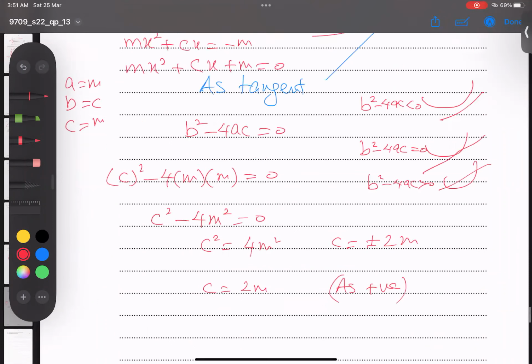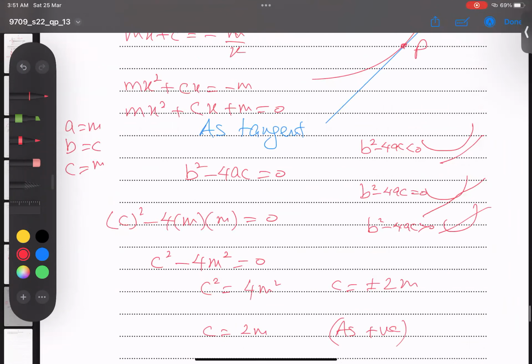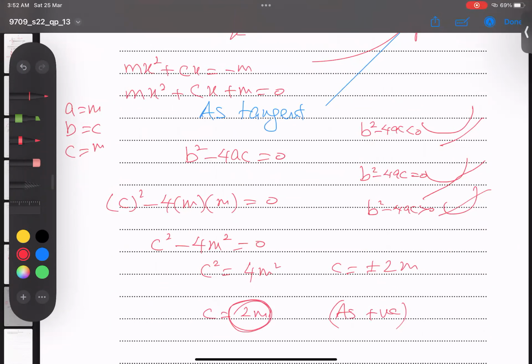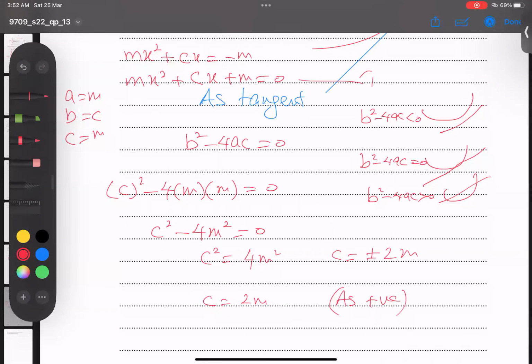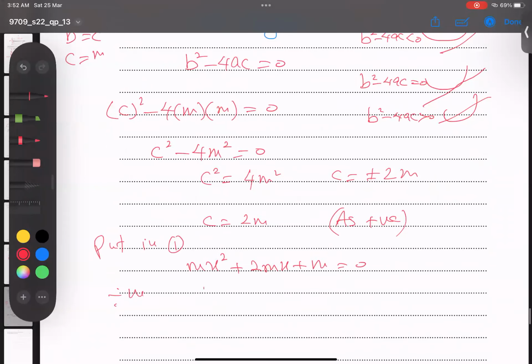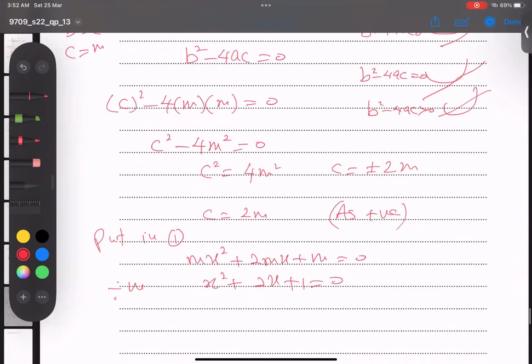And this c value, as I was saying, I will apply the quadratic formula. Now I'm going to apply the formula. This value will go here. So I will say here is equation number 1. So mx square plus 2mx plus m equals 0. Divide the whole equation by m. I get x square plus 2x plus 1 equals 0.